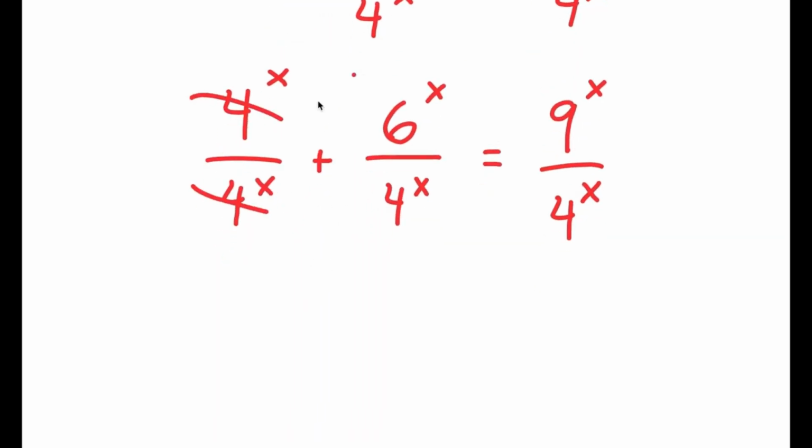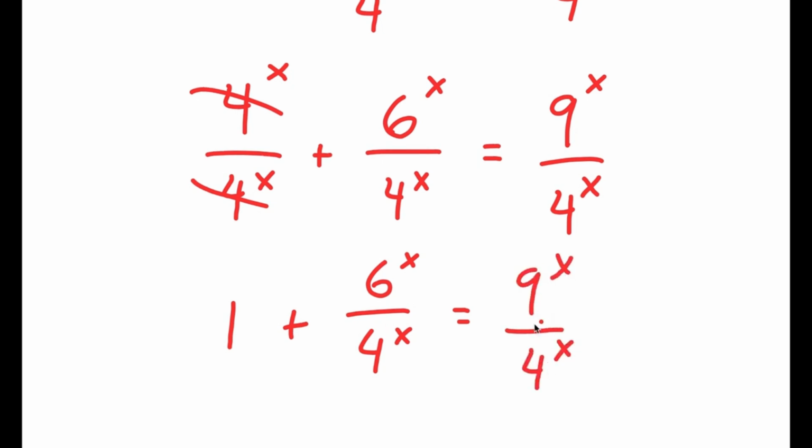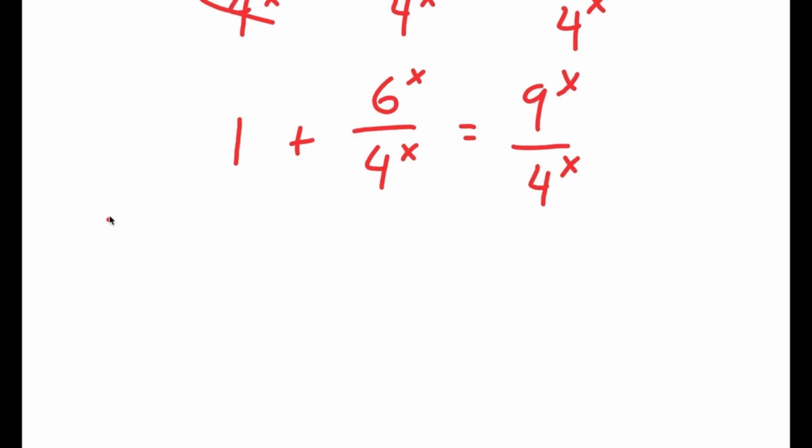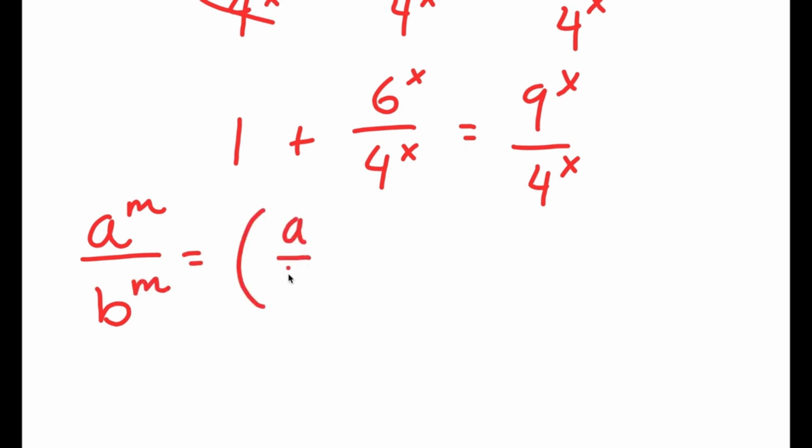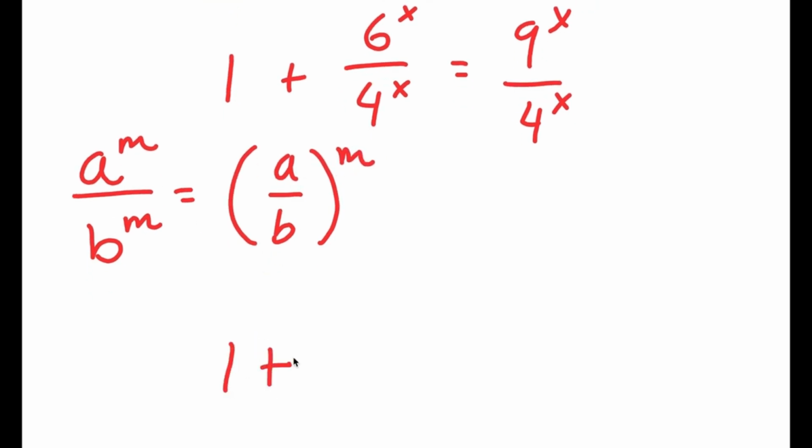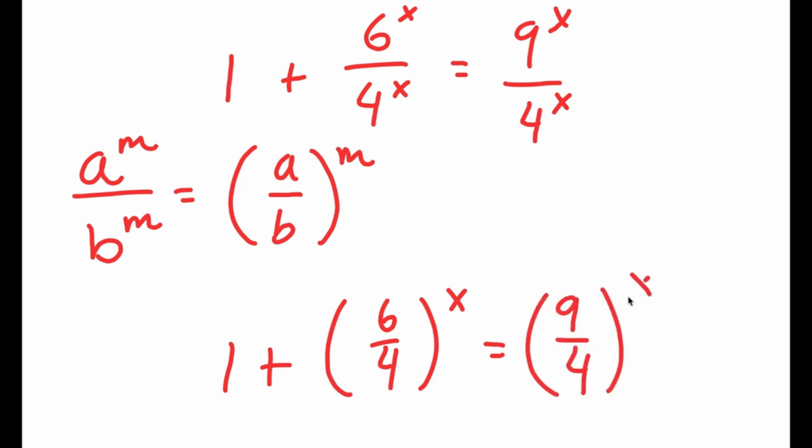Now, 4 to the power of x and 4 to the power of x cancel out, so I get 1 plus 6 to the power of x over 4 to the power of x is equal to 9 to the power of x over 4 to the power of x. And if I have something in the form a to the power of m over b to the power of m, this is equal to a over b, to the power of m. So in this case, 6 to the power of x over 4 to the power of x is going to equal (6 over 4) to the power of x. And 9 to the power of x over 4 to the power of x is going to equal (9 over 4) to the power of x.